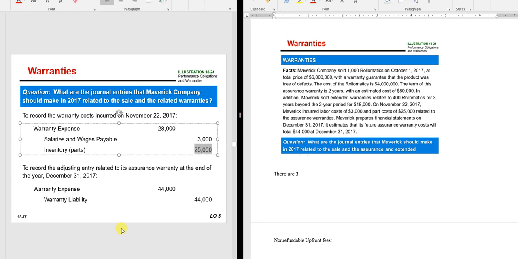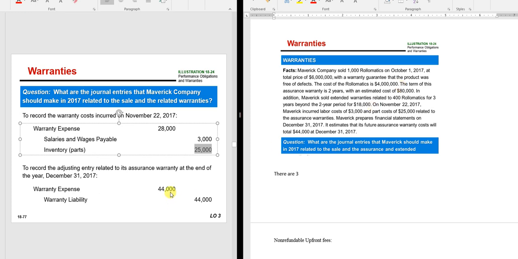Okay, so basically what I have on my warranty is $28,000 that I've spent, and $44,000 that I think I'm going to spend next year, for $72,000. So notice this is 2 years, so October 1st to December 31st is only 3 months. How do I come up with this $44,000?